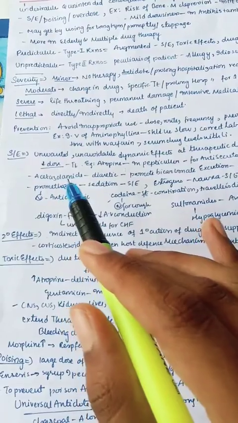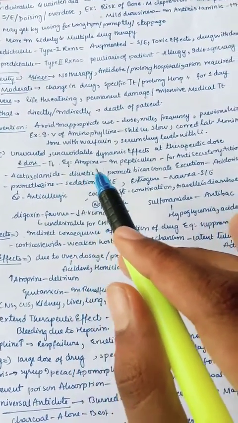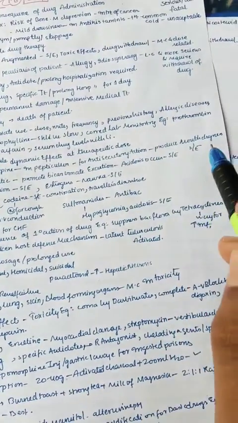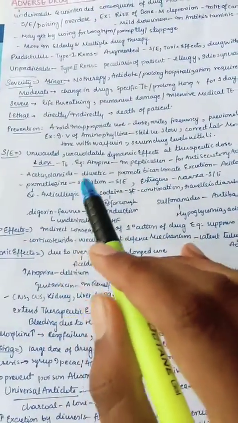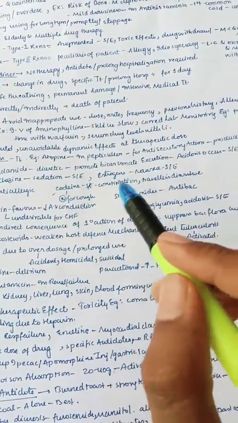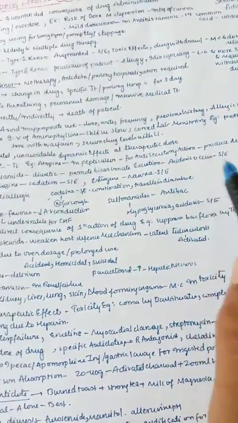So we need to decrease the dose for the treatment. Example, atropine in peptic ulcer for anti-secretory action produces mouth dryness as a side effect. And acetazolamide is a diuretic, but it promotes bicarbonate excretion and causes acidosis as a side effect.